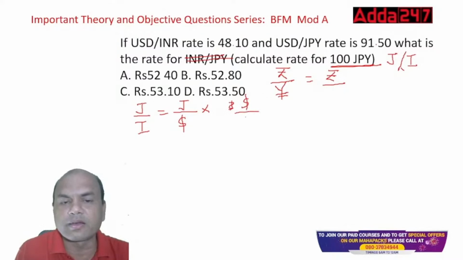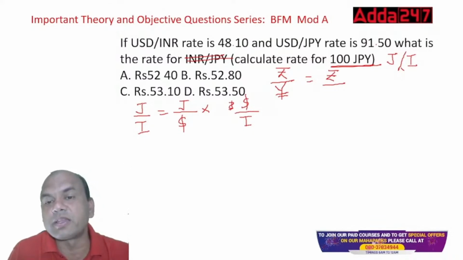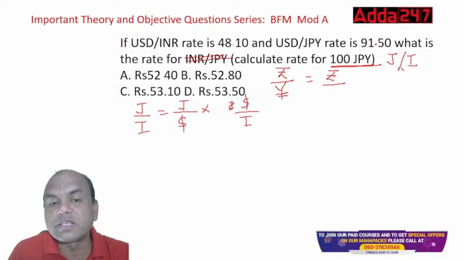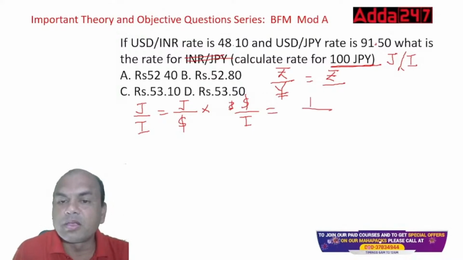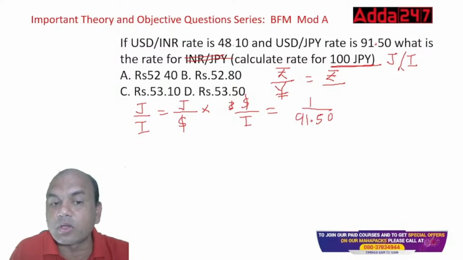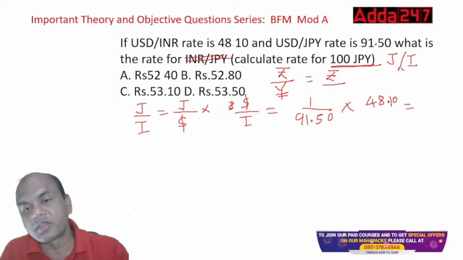Dollar to INR. So now what all do you have? Do you have JPY to dollar? See here, you have USD to JPY, 91.50. So you have dollar to JPY. Now you want JPY to dollar, so you'll just reverse this. So it is 1 upon 91.50. See this, it's reversed, right? Because it's dollar to JPY and we want JPY to dollar, into dollar to INR, which is 48.10.